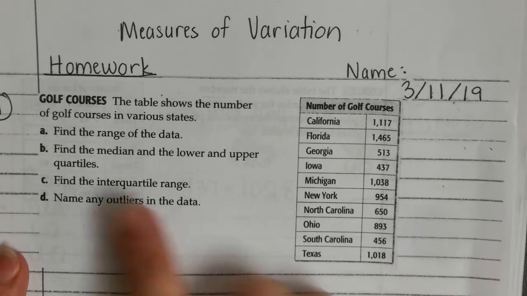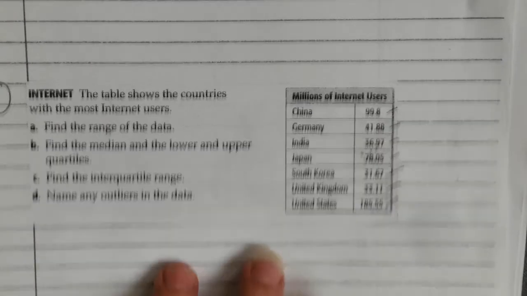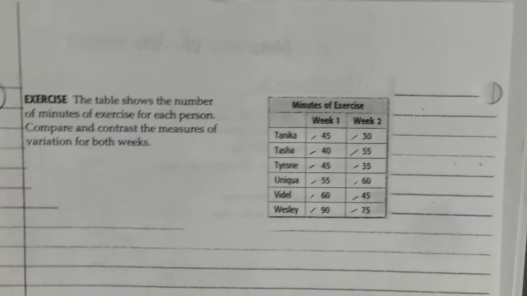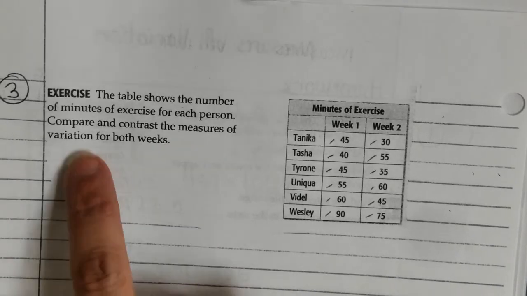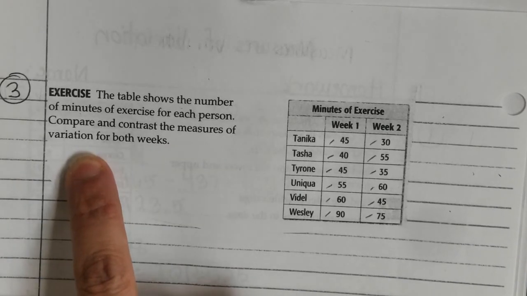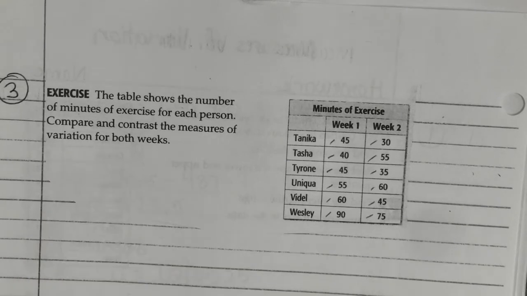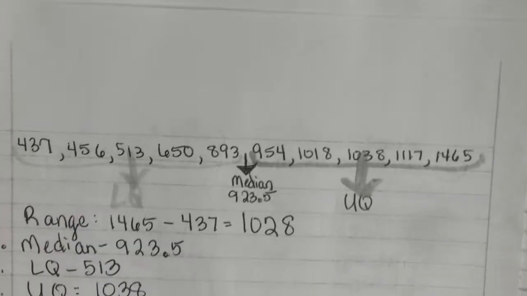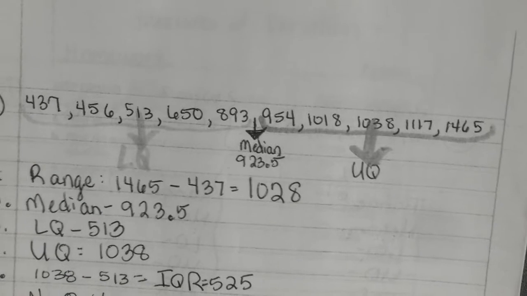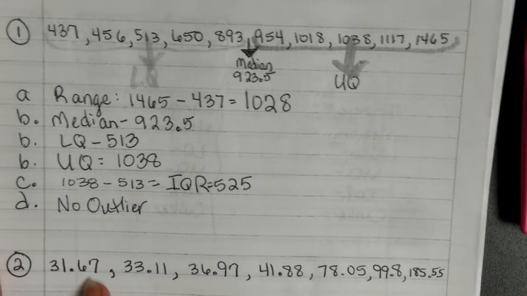This was the homework. We had number 1, number 2, and on the back there was number 3, okay? And what they mean by measures of variation is all the stuff on the front, meaning the median and the LQ and the UQ, and we'll talk about it. Okay, so here is number 1. I did this one on the video yesterday, so it's kind of pre-done, but I'm going to talk about it anyway.